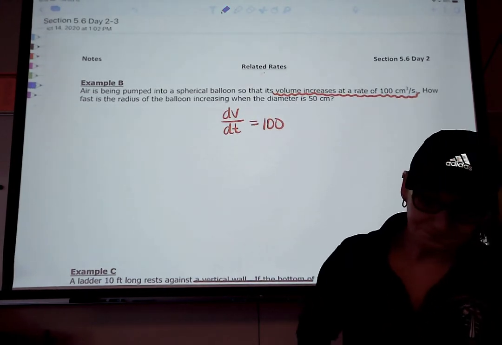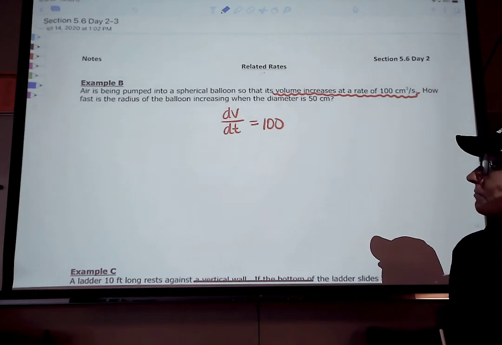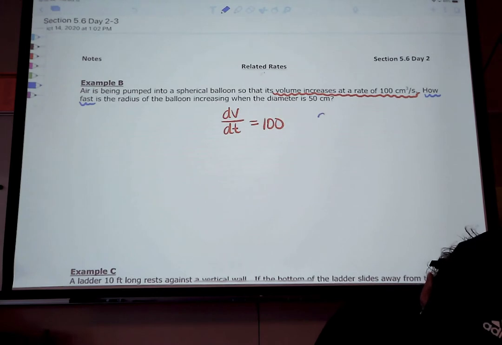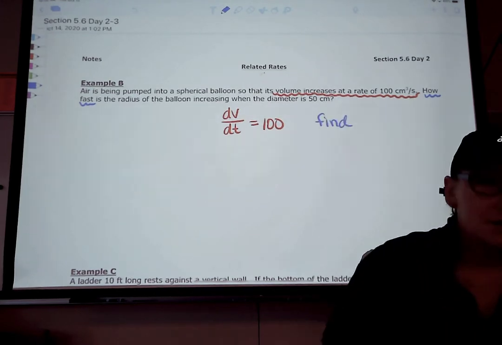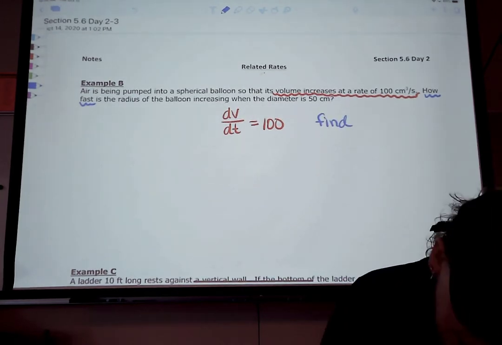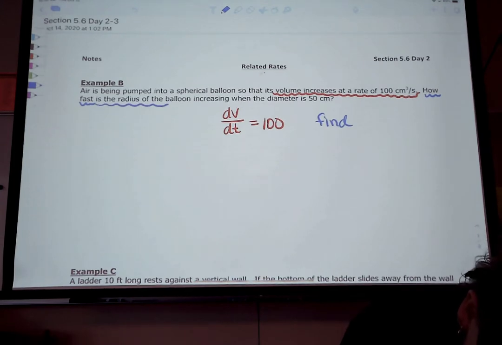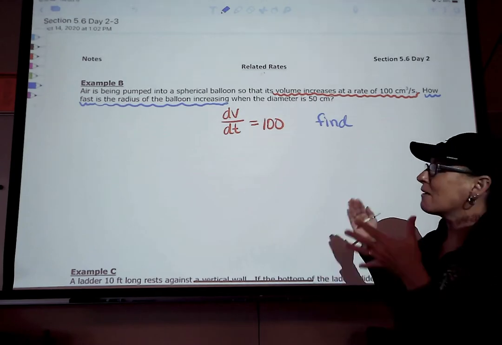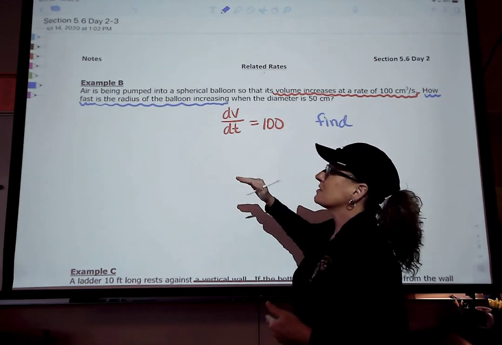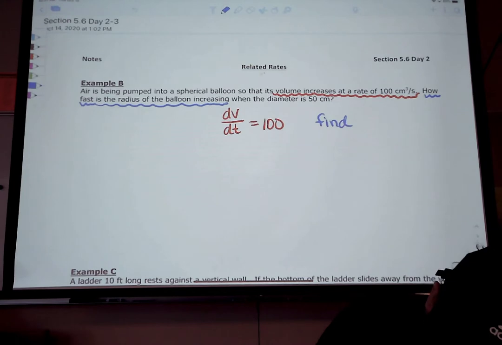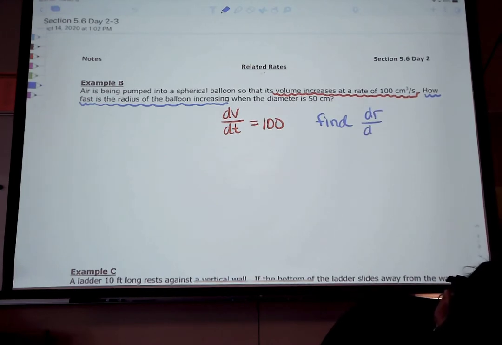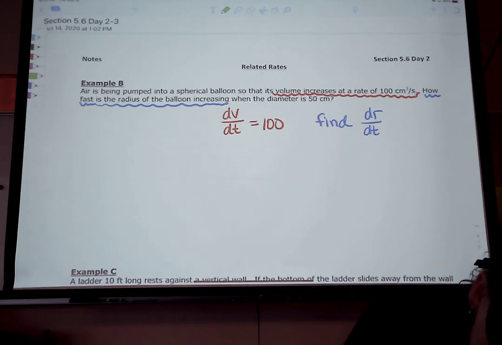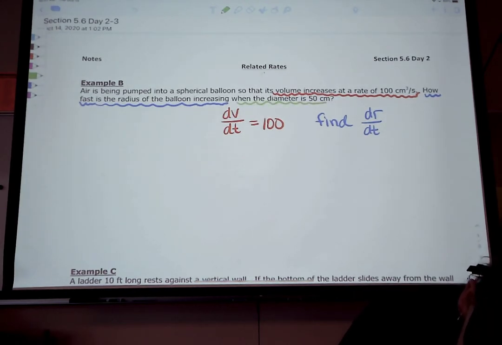Switch colors. How fast? Find. How fast is the radius increasing? So that's asking for a rate. How fast is the radius changing? Find dr/dt. At the moment, the diameter is 50.